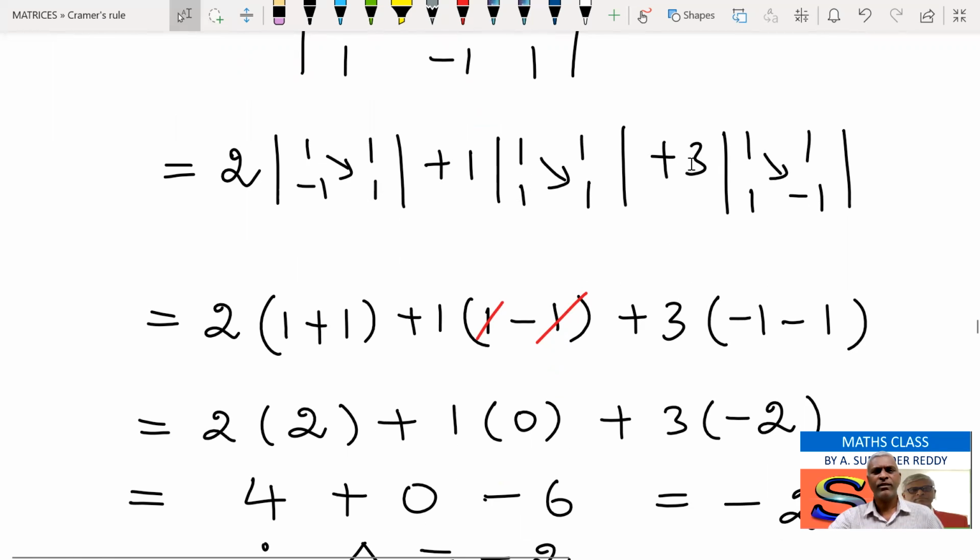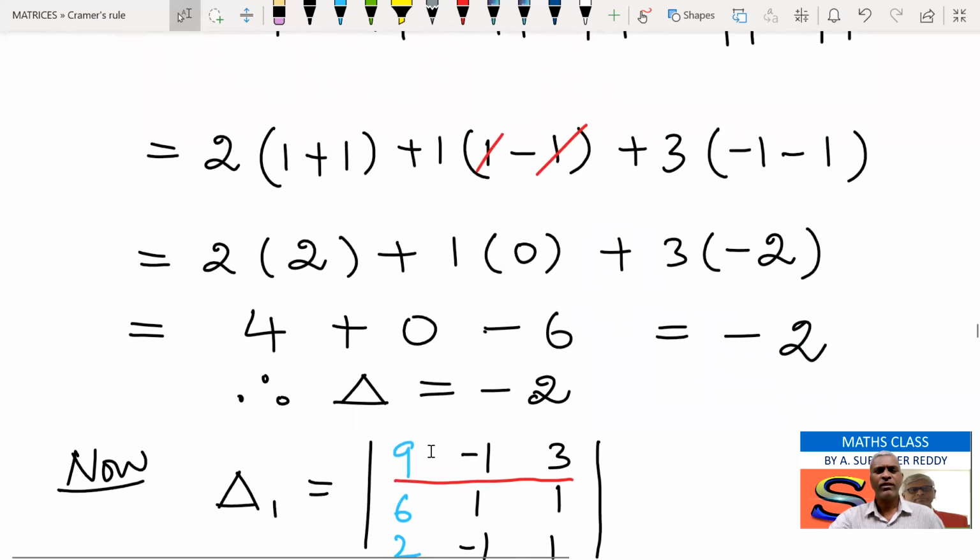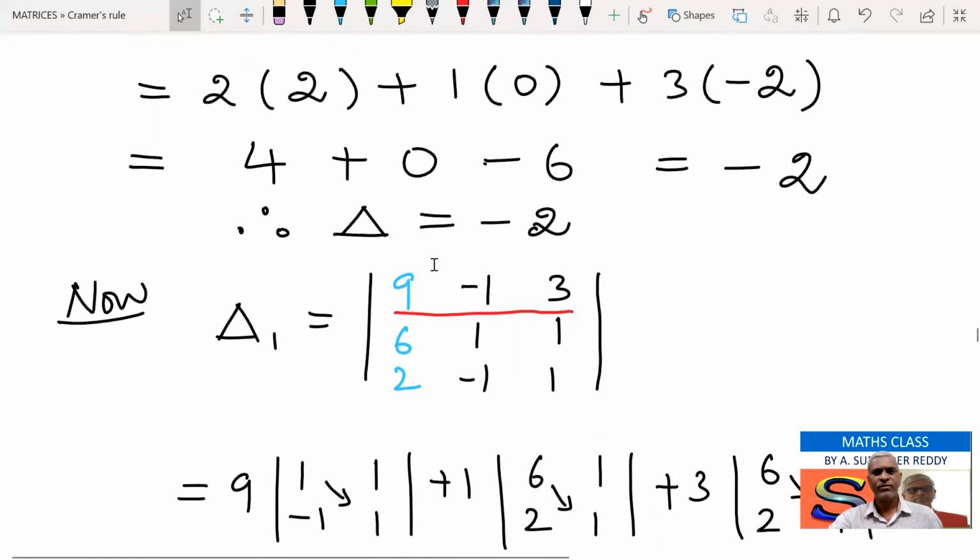Simplifying: 2 into 1 plus 1, 2; 1 minus 1, 0; minus 1 minus 1, minus 2; 2 into 2, 4; 3 into minus 2, minus 6; 1 into 0, 0; 4 into minus 6... So the determinant is minus 2. That is, delta value is minus 2.